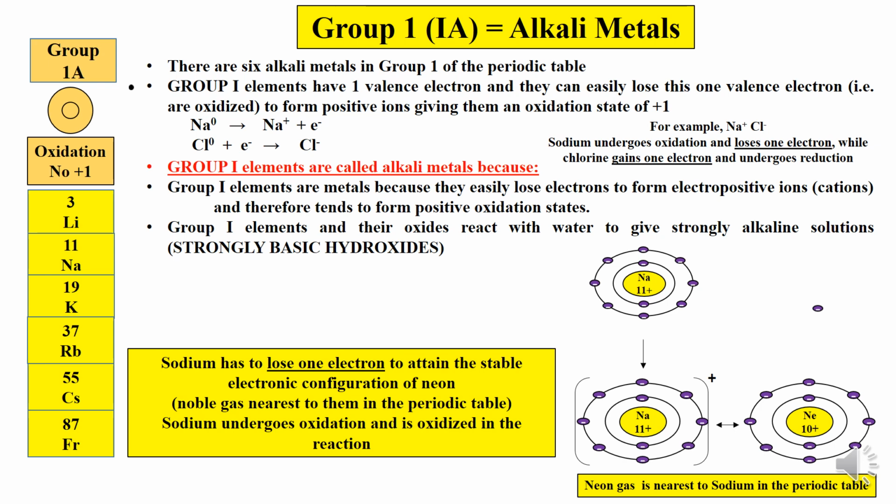Because group 1 elements and their oxides react with water to give strongly alkaline solutions. That is, strongly basic hydroxides are formed. So that is the reason why group 1 elements are called alkali metals. So sodium reacts with water to form sodium hydroxide. It is strongly basic in nature. And in this reaction, hydrogen gas is liberated. It's a highly exothermic reaction. So oxide of sodium, that is sodium oxide, again reacts with water to form strongly basic sodium hydroxide.